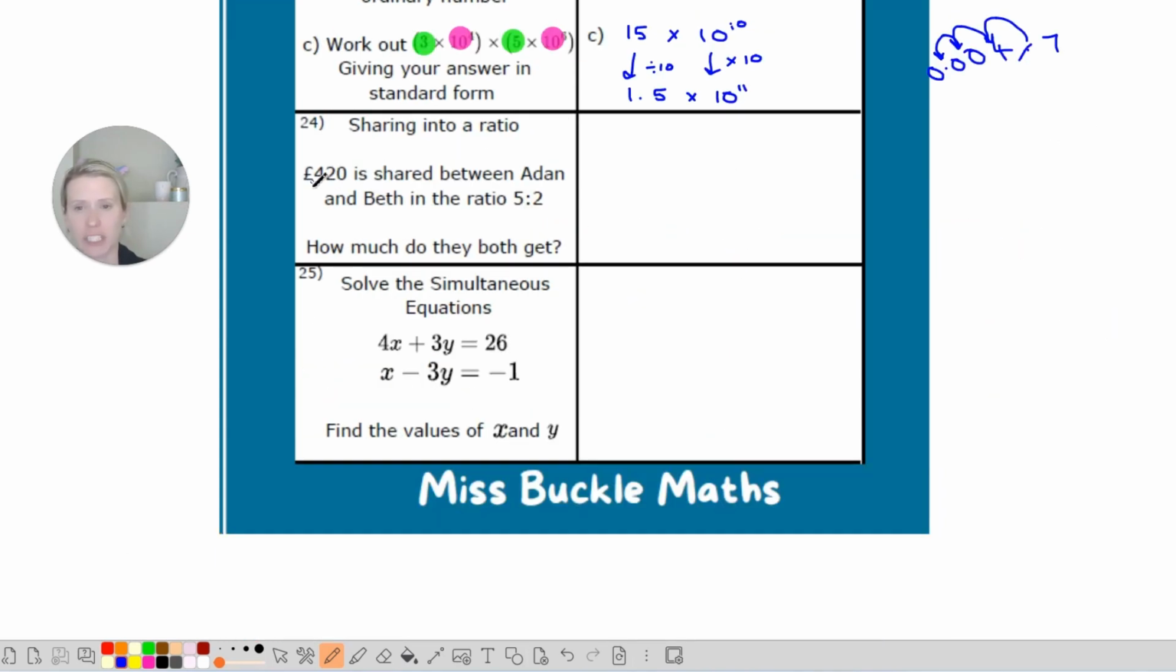Okay, sharing into a ratio. £420 is shared between Adam and Beth in the ratio 5 to 2. So 1, 2, 3, 4, 5 to 2. And we're sharing £420. So £420 has to be split equally into those 7 boxes. So we need to do 420 divided by 7, which makes £60. So each of these circles represents £60.